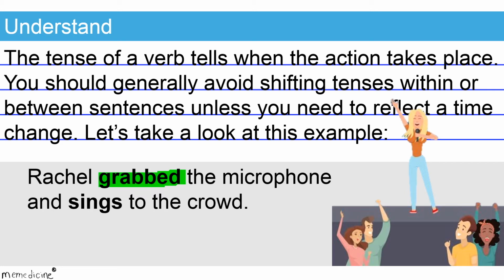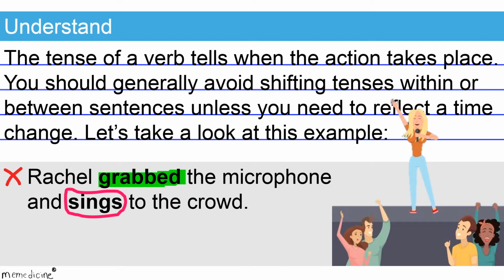However, the second verb, sings, is written in the simple, singular, present verb tense. There is no need to reflect a time change. Both verbs should be in the same tense in this instance. Shifting the tense of the second verb to its present tense verb form is incorrect, because this creates inconsistency in the overall tense of the sentence.